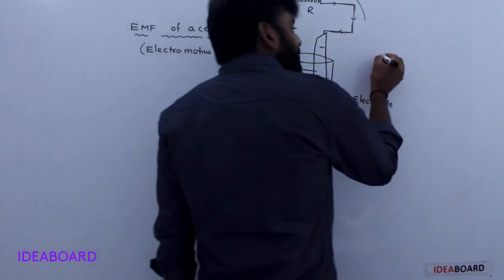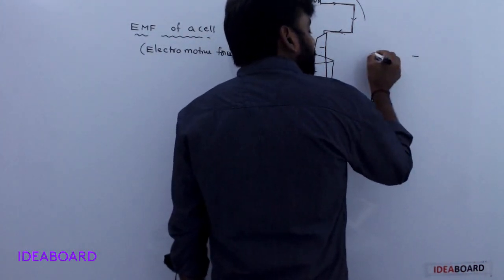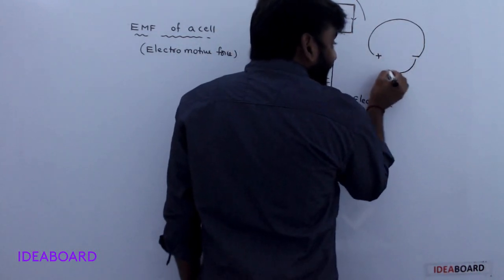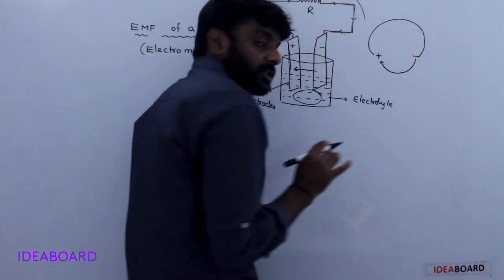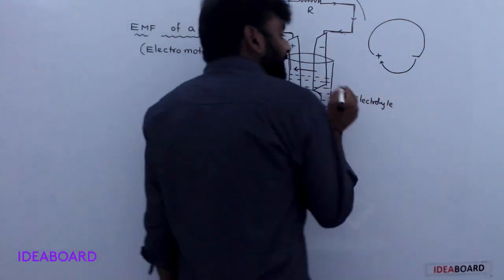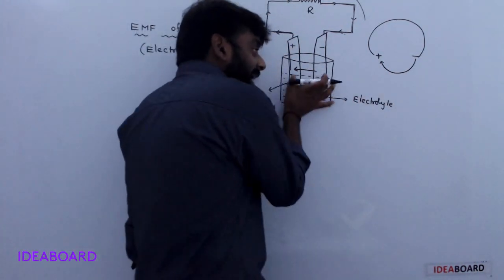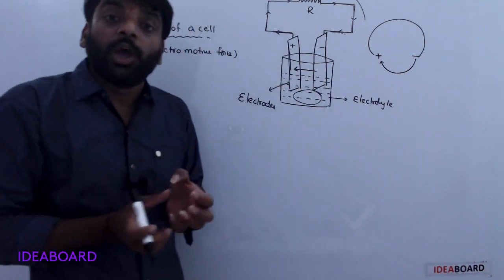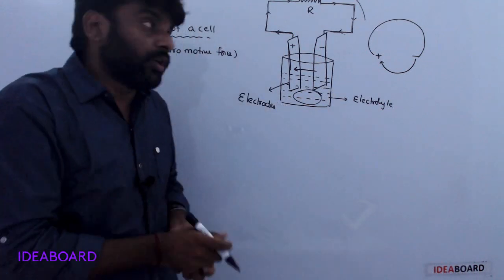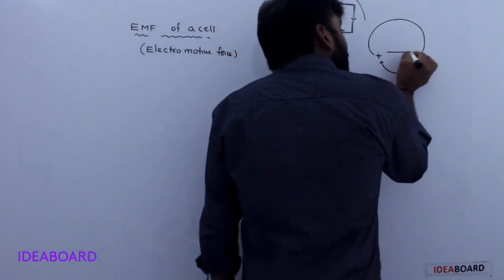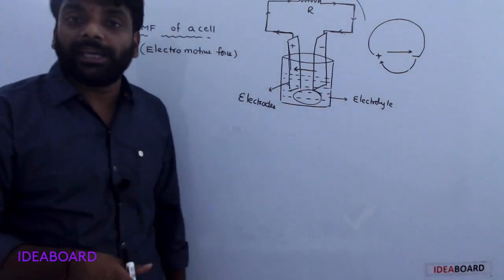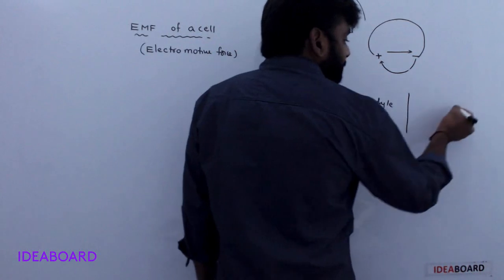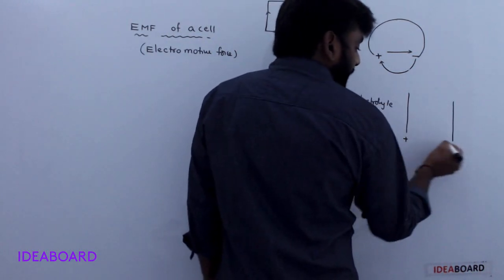Now, externally it goes positive to negative, but internally negative to positive is not possible directly. So that is possible with the help of this battery. Due to this chemical solution, the chemical solution provides a force opposite to the electrostatic force. Understood?